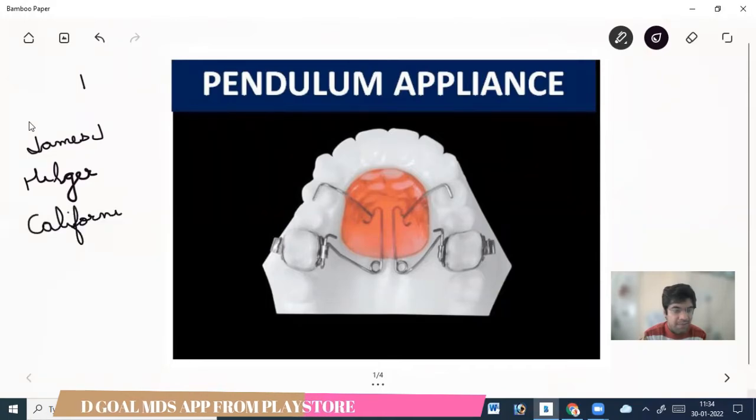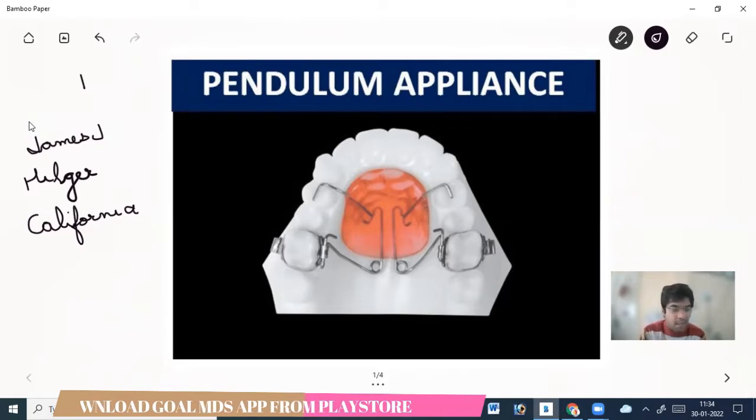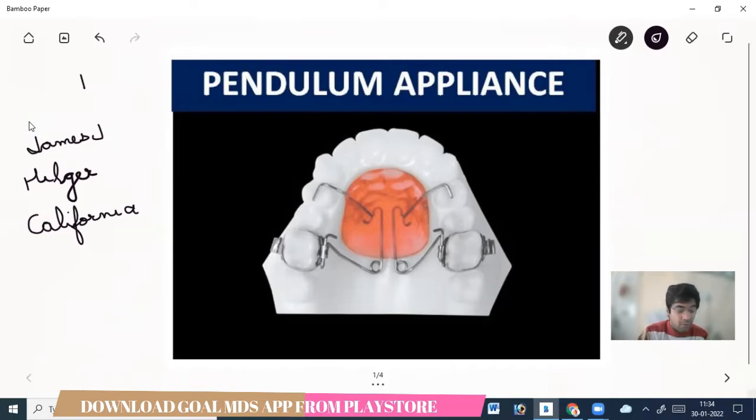So remember for your exam, who first discovered this appliance? Well, it was James J. Hilger of California, who first introduced the pendulum appliance. So next we have to know what is the pendulum appliance? What is it used for?